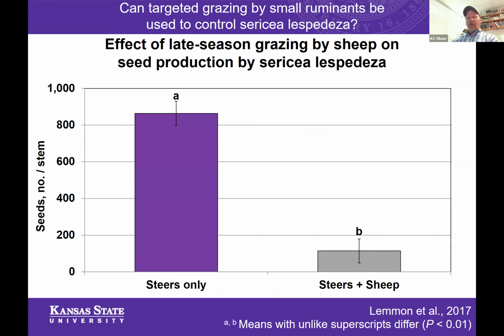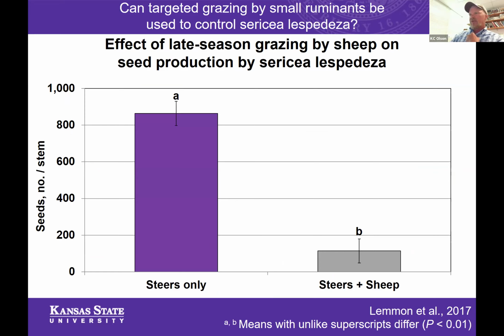And just to add a little bit more evidence to that, in the pastures that were only grazed in the early season by steers, the average Sericea stem out there made 864 seeds per individual stem. But in the pastures that were grazed by steers and then subsequently by sheep, that number fell to about 114 seeds per plant.